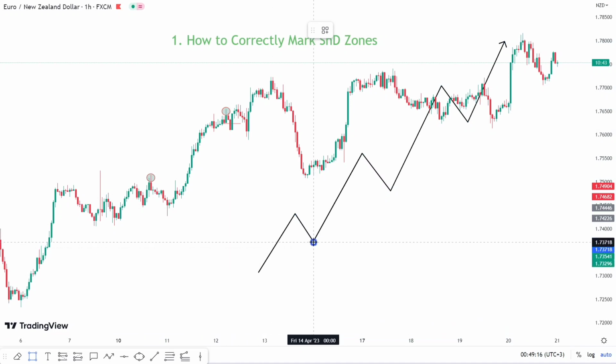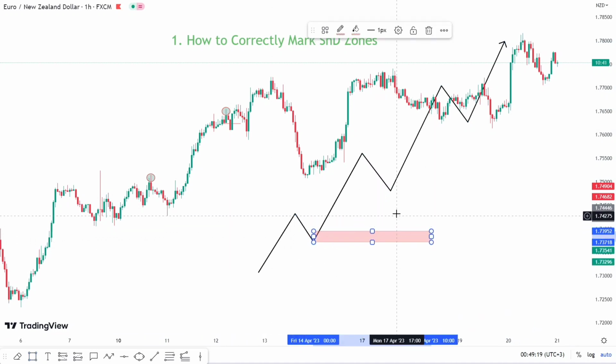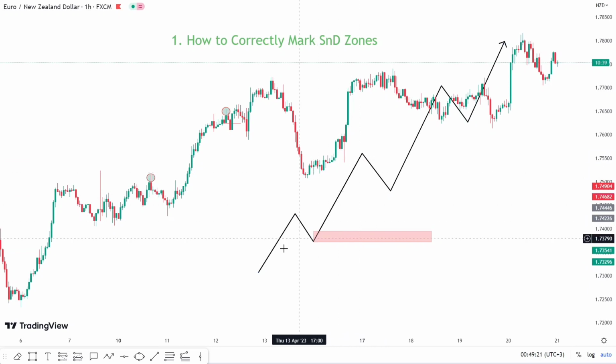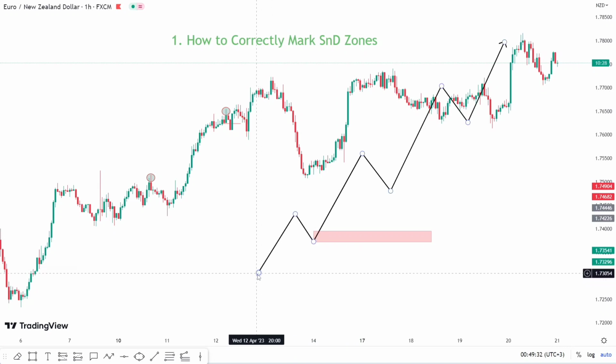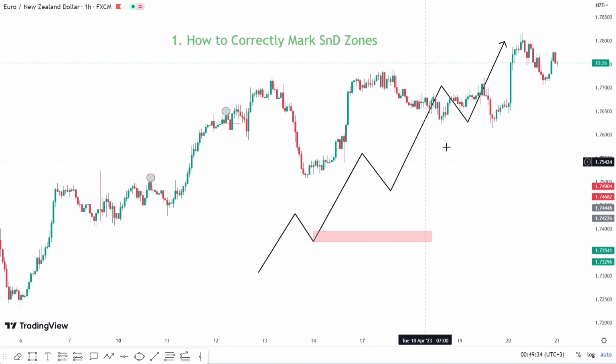Then each beginning of this impulse move, the impulse move is the move in the direction of the trend. So since we are having higher high and higher low and the market is moving upwards, each beginning of this impulse move, we have a demand, same thing here, same thing here. So in this example, this is the first demand zone here, second, third, fourth.